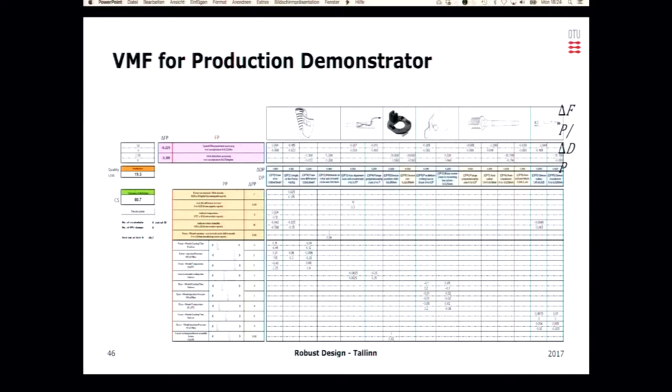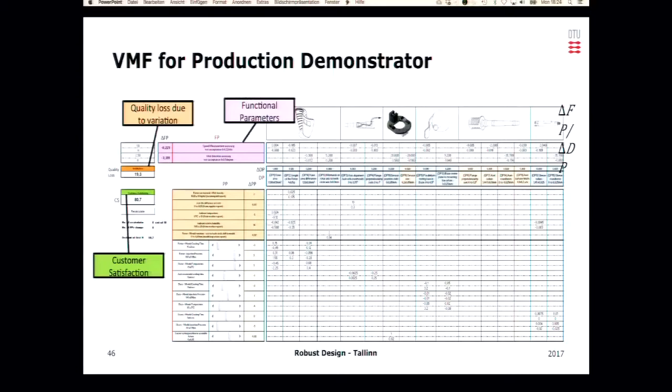And basically what you can do is use the VMF framework to say, what is the overall customer satisfaction, which comes out in this box? And that is based on 100% minus the quality loss due to variation, which is resembled here. And that is determined by the variation of these functional parameters. So that is, in this case, for the wind reader, the precision of the wind reading and the accuracy of the detection of direction of the wind. So it's, in other words, how fast it is and how accurately it detects the direction. And the variation of those is resembled here. And the sensitivity of that variation to the quality loss the customer perceives is in this box.